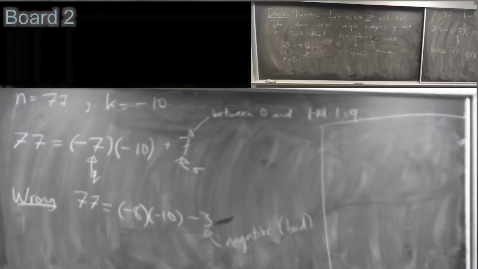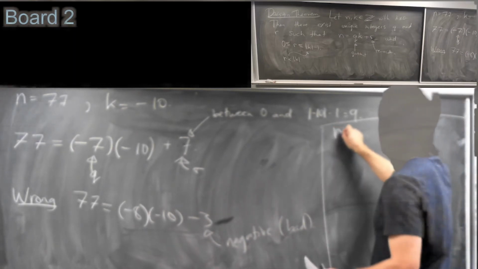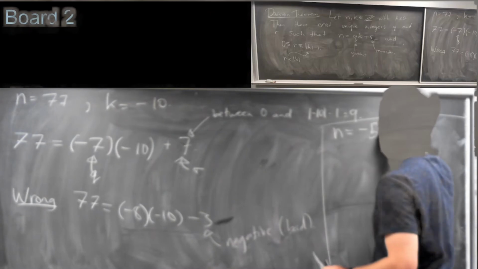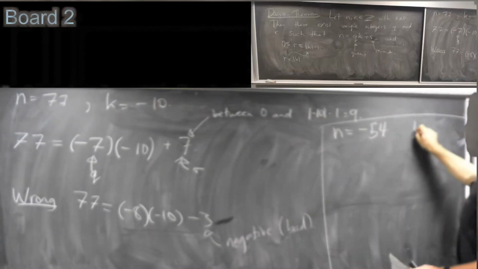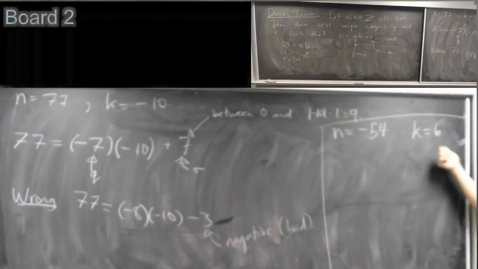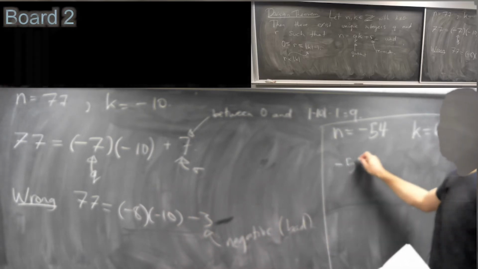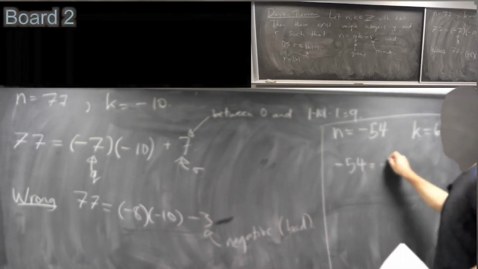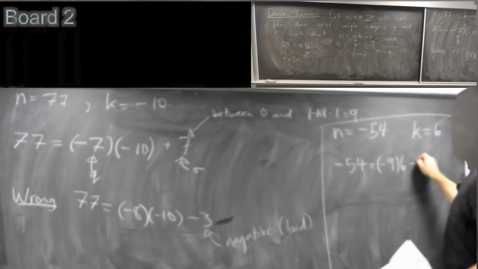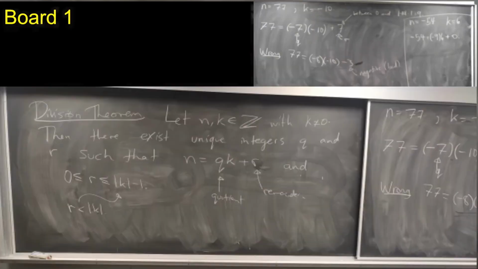Okay, another example. Maybe this is an even easier example. So n is -54, k is 6. This is kind of easier, because your quotient is just -9, and then the remainder is 0.